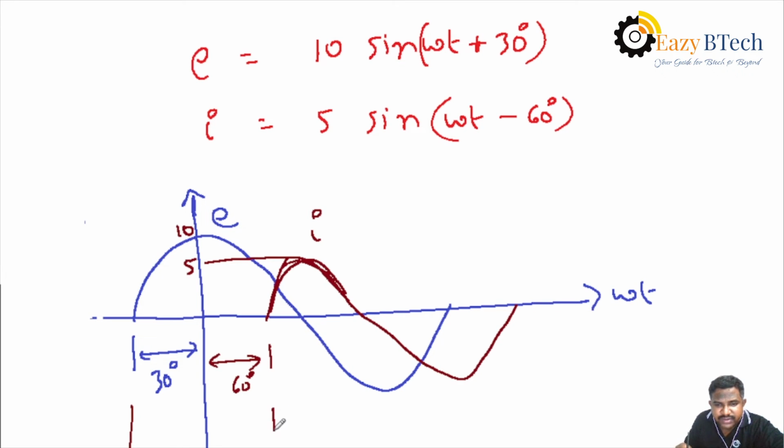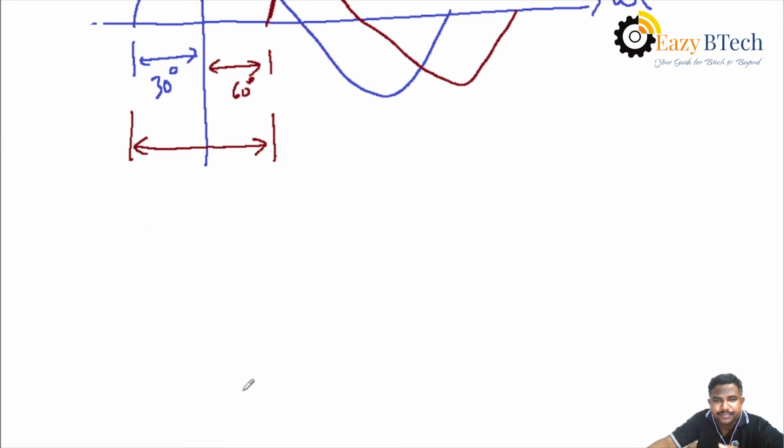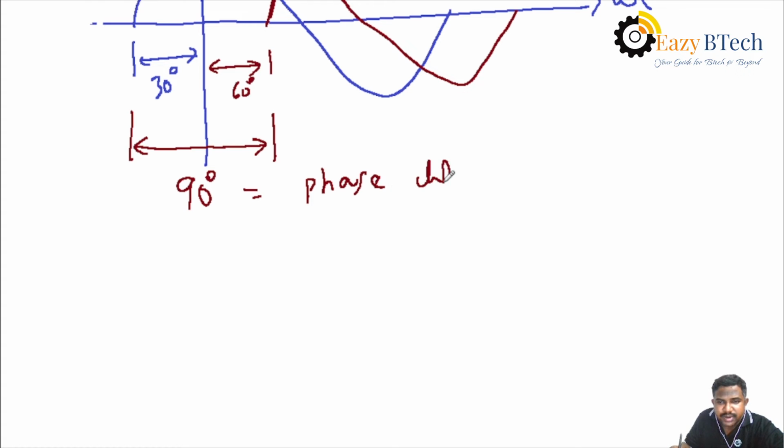Then what is the phase difference between these two waveforms here? What is the distance between the two waveforms? That means from the voltage to the current waveform, what is the phase difference here? That is 60 and 30. Totally, what is the total angle here? 90 degrees. Okay. This 90 degrees is called the phase difference between two waveforms. Like that, we can calculate the phase difference between any two waveforms.